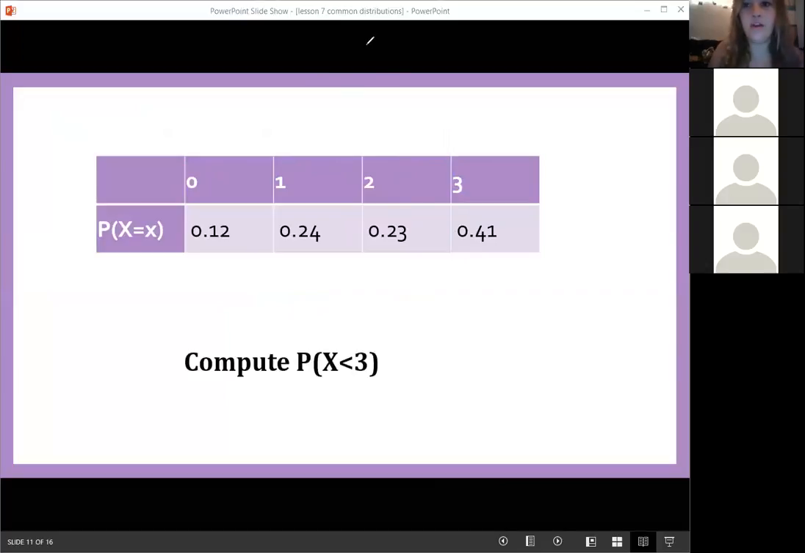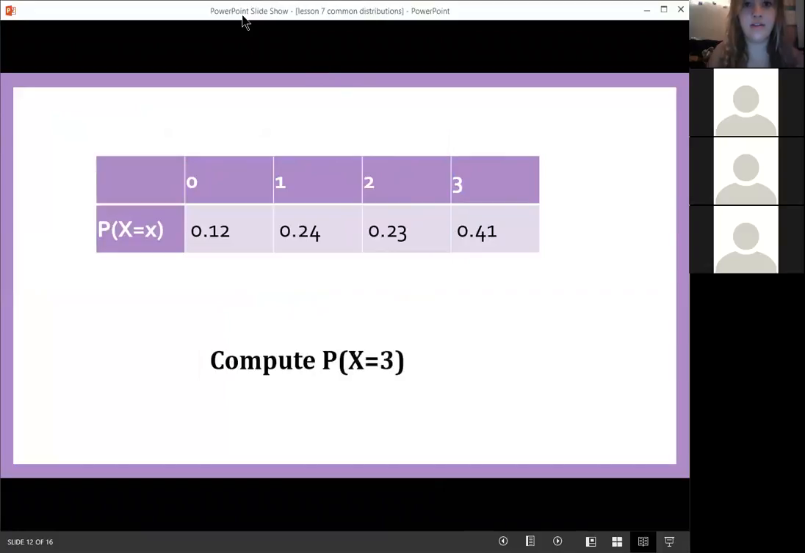Good job. Oh wait, I think I have another one. I knew you guys would do well, so I have it. Okay, try this one: the probability that x equals 3. Let me know what you think about this one.